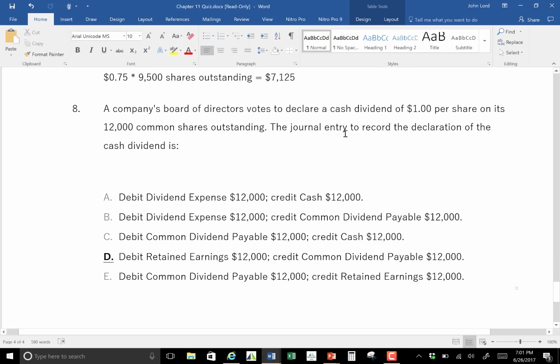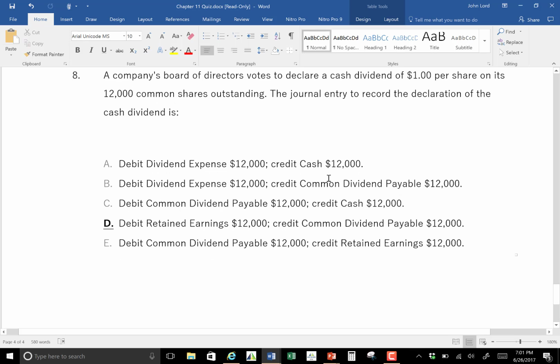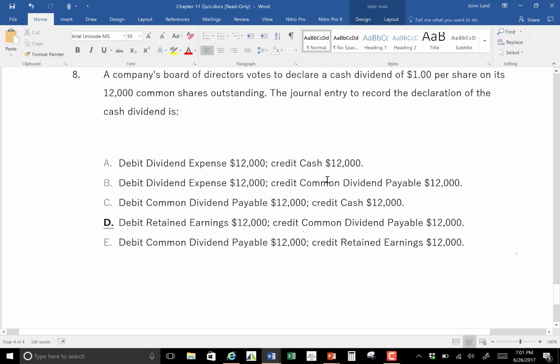Number 8, a company's board of directors votes to declare a cash dividend of $1 per share on 12,000 common shares outstanding. The journal entry to record the declaration of the cash dividend. Okay, this problem is annoying because these people credit the common dividend payable, which I'm okay with that. But they should have debited dividends. This flies in the face of what we've learned, in that we debit dividends and then we close dividends into retained earnings, don't we? And when we close dividends into retained earnings, we debit the retained earnings and we credit the dividends. These guys got lazy and they just jumped straight to the retained earnings account.